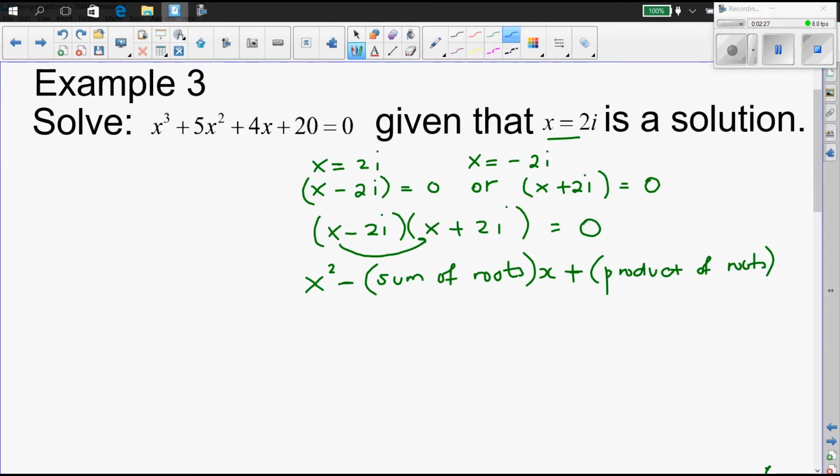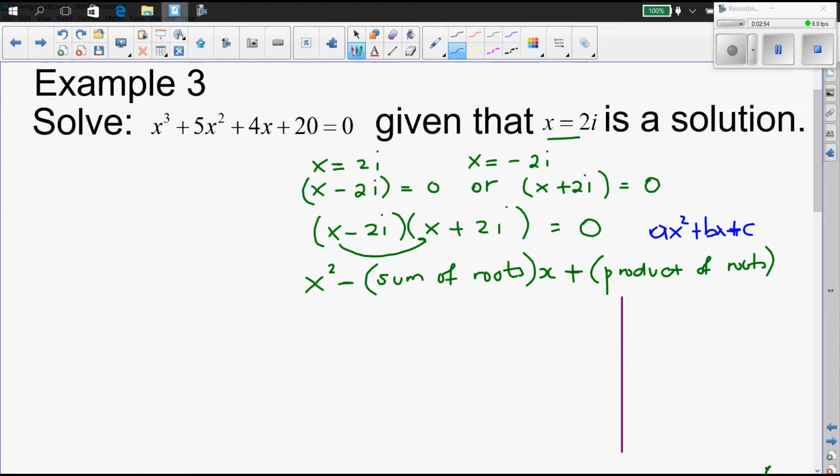And what I'm doing is writing my expression in the form of ax squared plus bx plus c, as I will have a quadratic expression. So I need to find the sum of the roots and the product of the roots. So I've divided my page, and now I'm going to work out the sum of the roots.